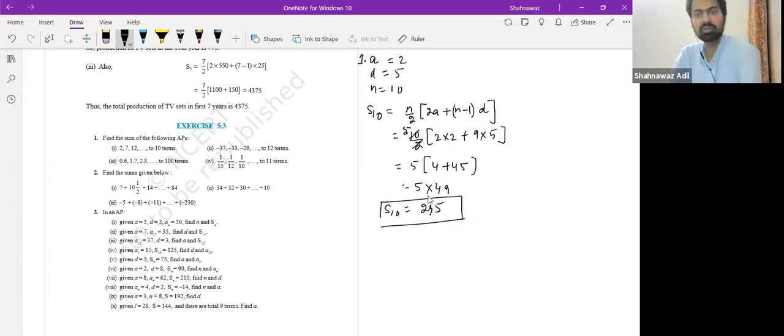This is simple. This AP chapter is very simple, guys. We have to use only 3 formulas, and we can find all these. So quickly note it down.